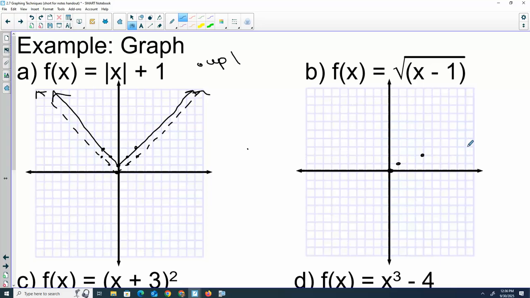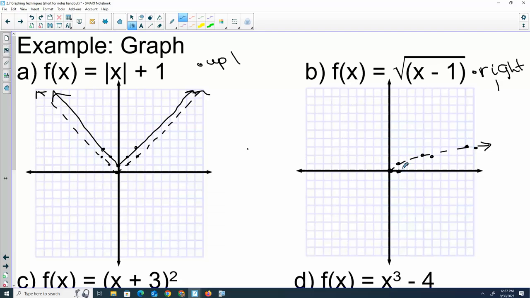All right, so square root of 0 is 0, square root of 1 is 1, square root of 4 is 2, square root of 9 is 3, so it looks like this. And what is our transformation this time? Left one. Inside changes x and does the opposite of what we said. So would I actually go left? I'm going to go right. Okay, inside is opposite. So subtracting actually moves it in the positive direction.